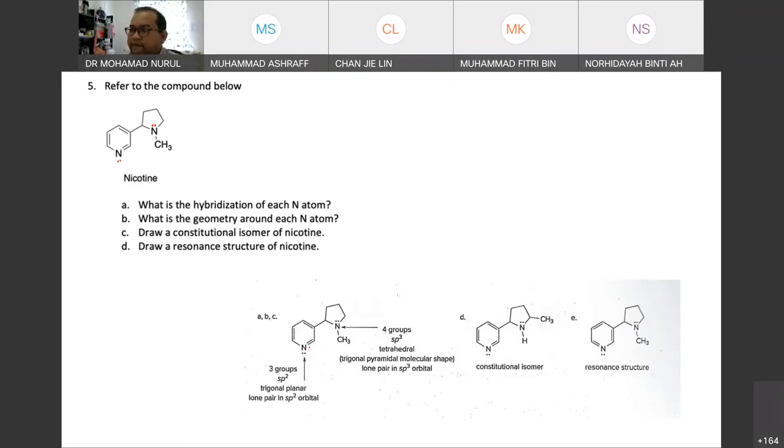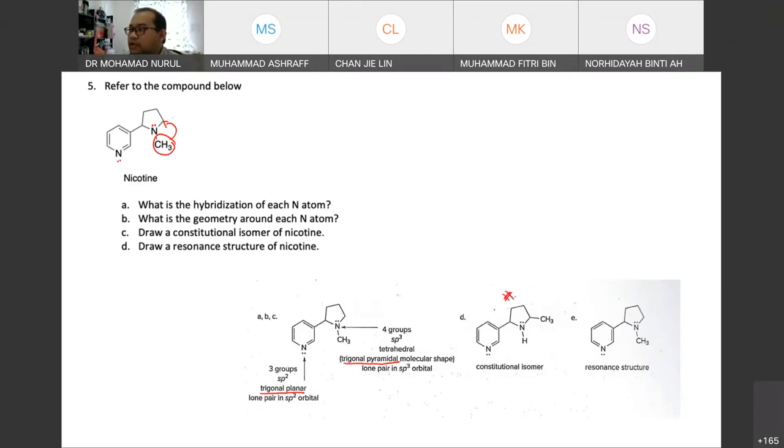Okay, and what is the geometry of each N atom? So this one is trigonal planar, and this one is trigonal pyramidal. Next, draw the constitutional isomer of nicotine. Constitutional isomer, or in Malay we call it isomer perdukan. Just move this one to here, like this.